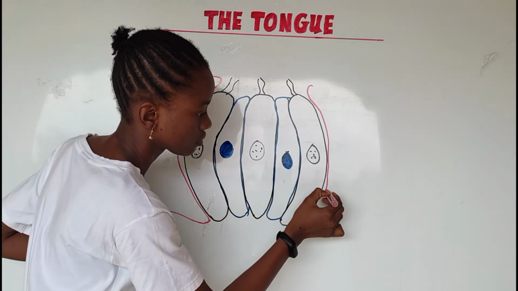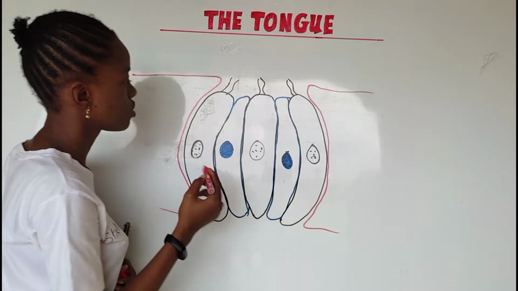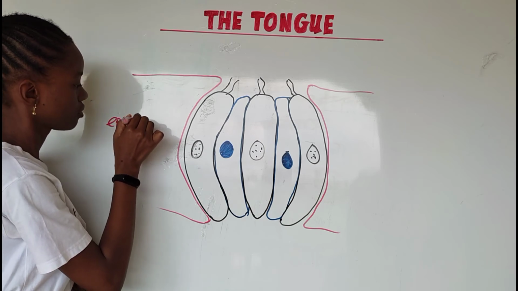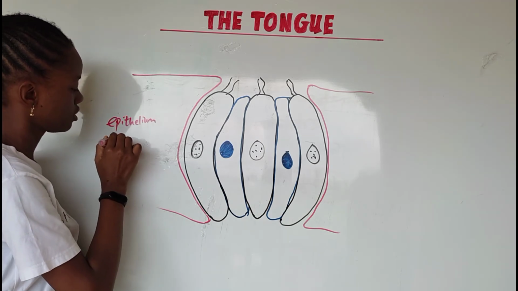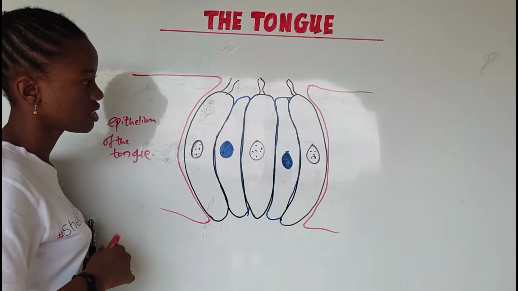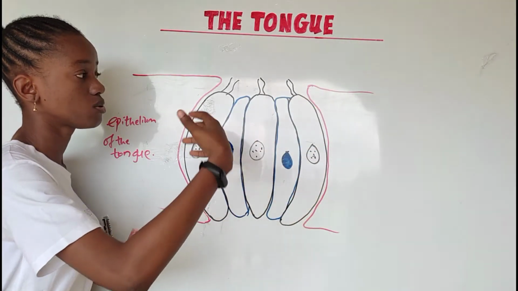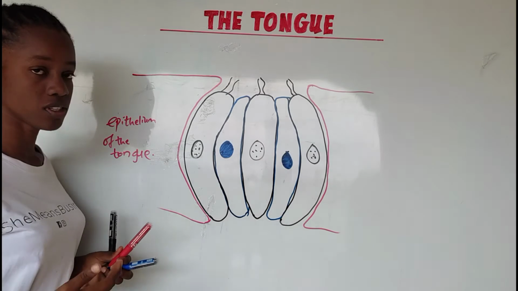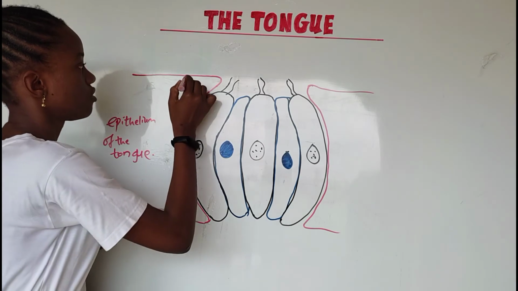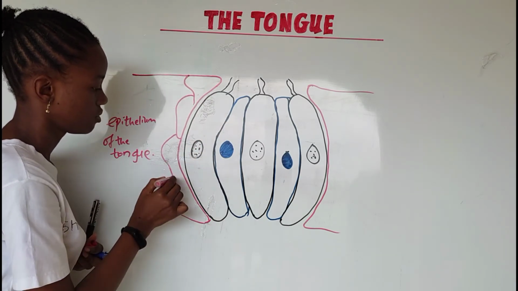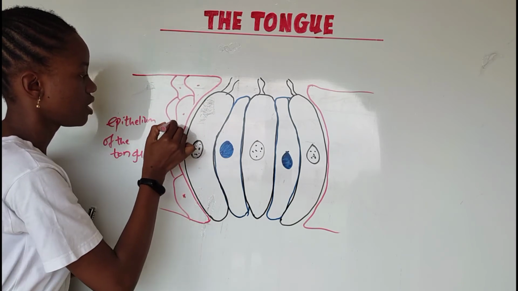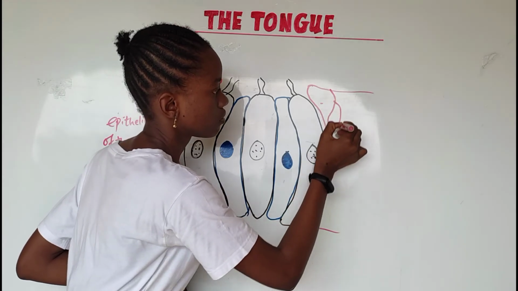Okay. So let's say this is the epithelium of the tongue. These upper parts, as I said before, are found on the upper surface of the tongue, the epithelium of the tongue, and in other places I mentioned. So taking this part as the epithelium of the tongue, these are the epithelial cells, the cells present in the epithelium.